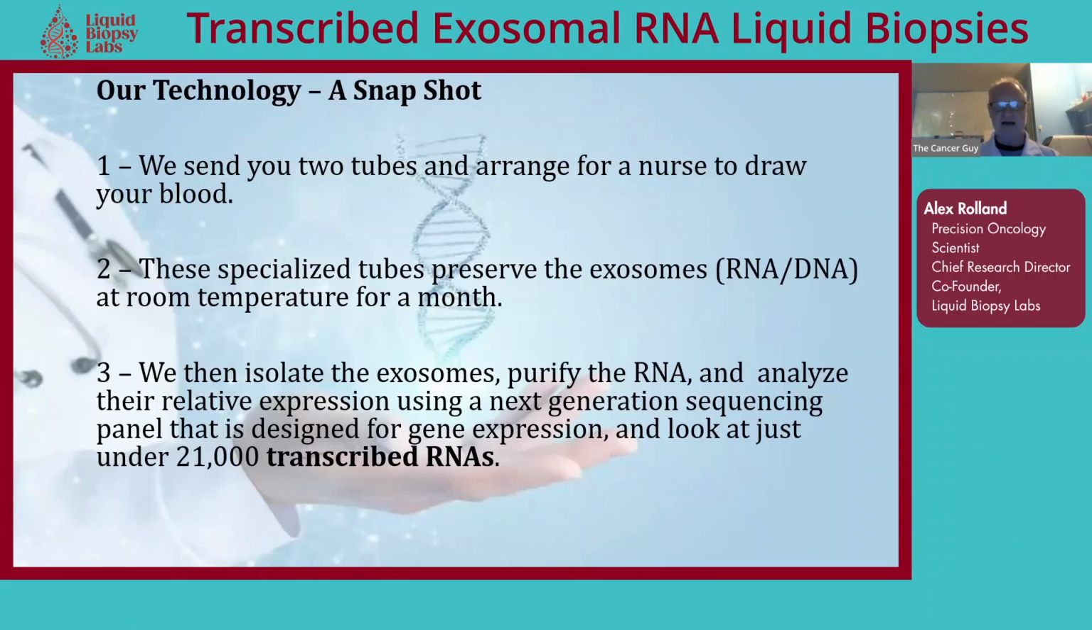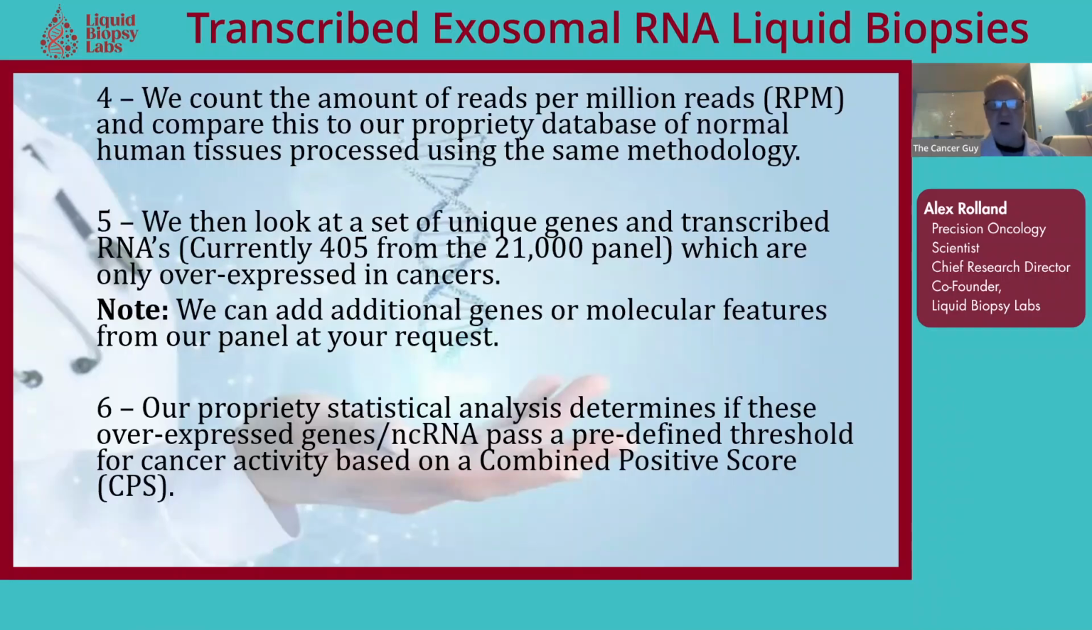We use a panel that is designed for gene expression to look at just under 21,000 transcribed RNAs and genes. We count the amount of reads per million, called RPM, and compare this to our proprietary database of normal human tissues that we have processed using the same methodology. We then look at a set of unique genes and transcribed RNAs. Currently, we're using about 405 of the 21,000 gene panel, and we know these are only overexpressed in cancers, so that's why we chose them. We can also look for additional genes or molecular features from a panel at your request.